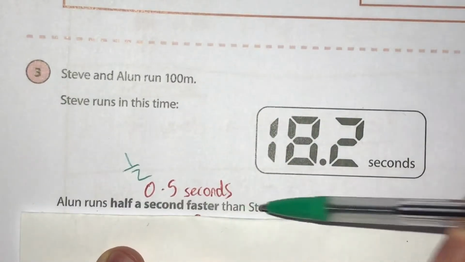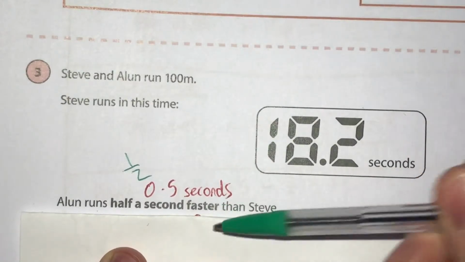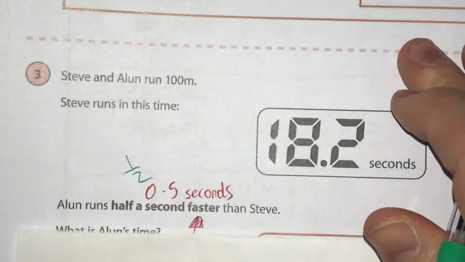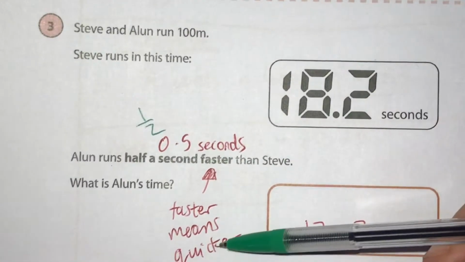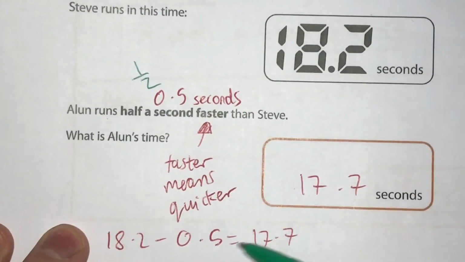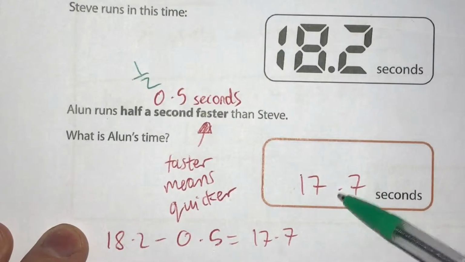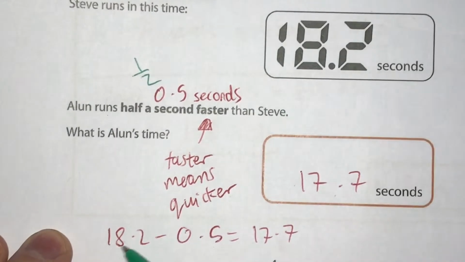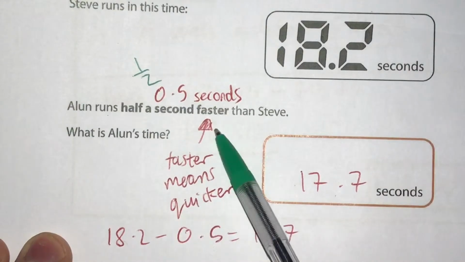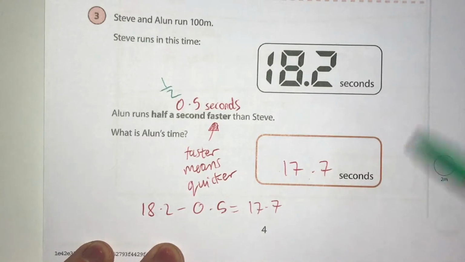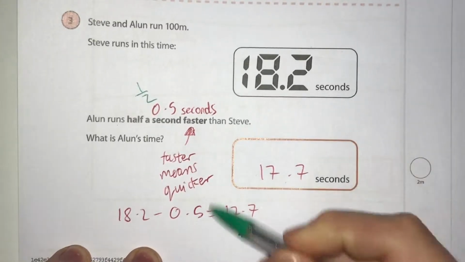If Alan runs half a second faster than Steve, this is the part you've got to get your head around, his number's got to decrease by half a second, because if he's faster, well, faster means quicker. Okay, so I wanted to add on 0.5. However, you should be subtracting 0.5. Because he's quicker, therefore 17.7 is a quicker time than 18.2. So 18.2 take away a half is 17.7. Little bit tricky to get your head around. I'd just like to add, if you have added on the 0.5, you would get 1 out of 2 marks, even though you should have subtracted.